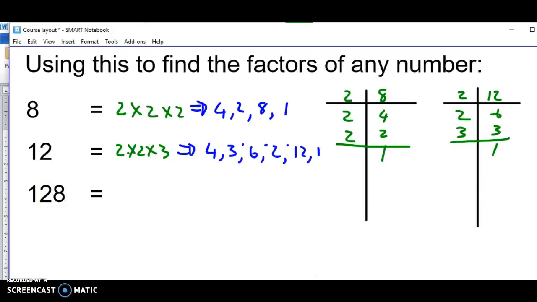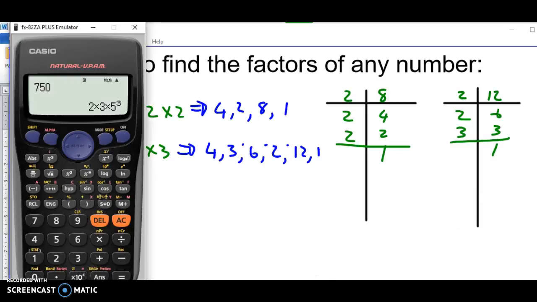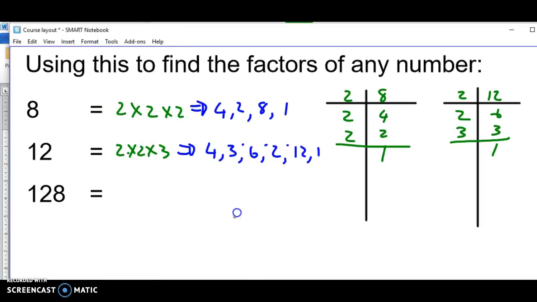Now 128. But of course, we can cheat. We can say 128. And remember, you must press the equal sign, then the shift, and then the factor key. So it's 2 to the power 7. Easy one. So it's 2 times 2 times 2 times 2 times 2 times 2 times 2. Phew. How many factors can I get here? Oh, it's going to be a multiple amount of factors.